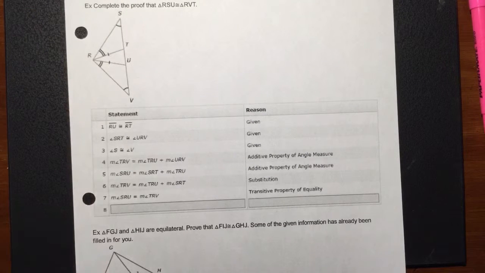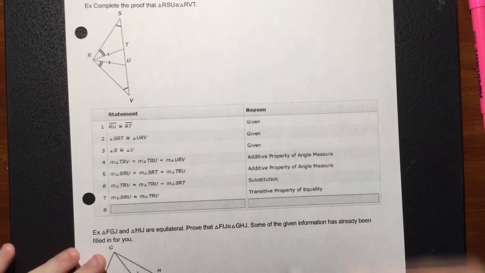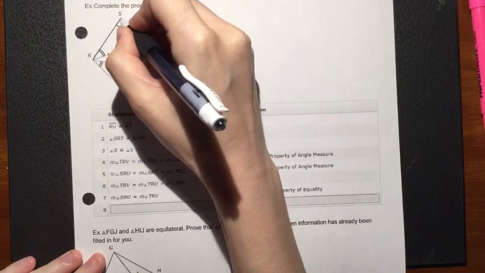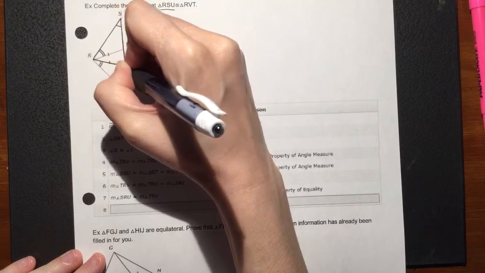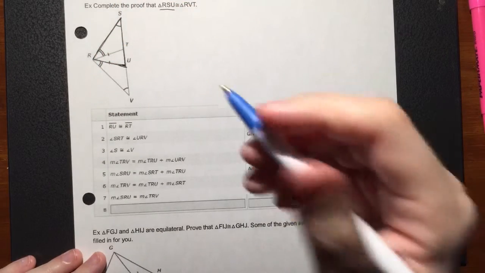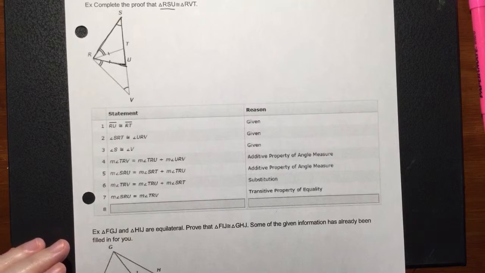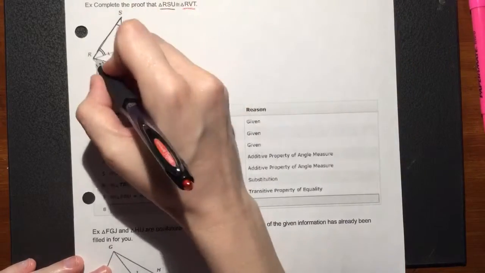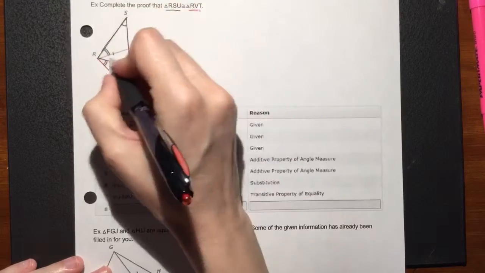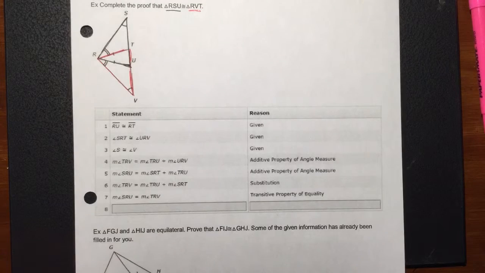Alrighty, looking at the next example, they can have you start filling in statements. So looking at this one, we want to complete the proof to show that triangle RSU, so we're looking at that triangle right there, is going to be congruent to triangle RVT. So we want to show those two triangles are congruent.